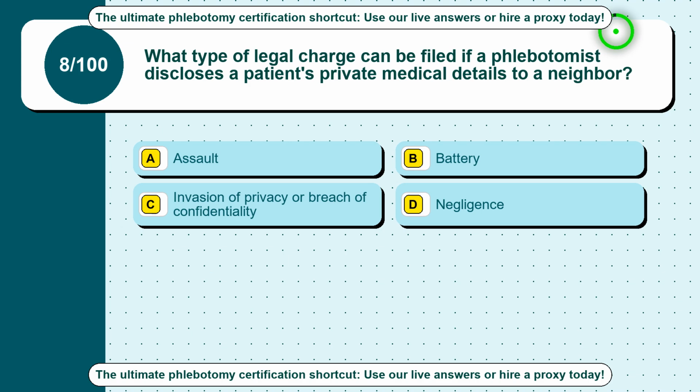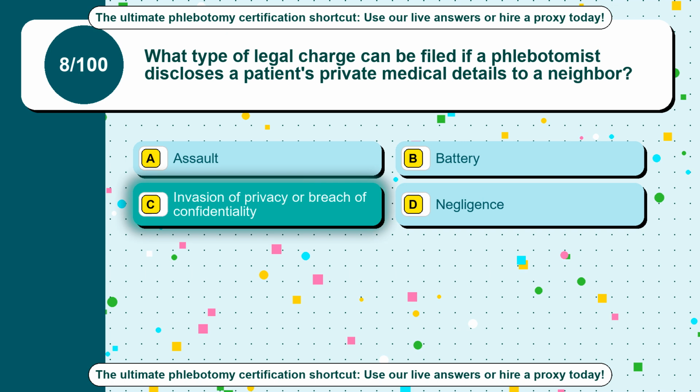Question 8. What type of legal charge can be filed if a phlebotomist discloses a patient's private medical details to a neighbor? Option A, assault. Option B, battery. Option C, invasion of privacy or breach of confidentiality. Option D, negligence. The correct answer is option C, invasion of privacy or breach of confidentiality.